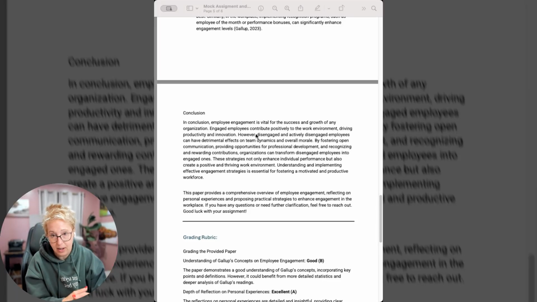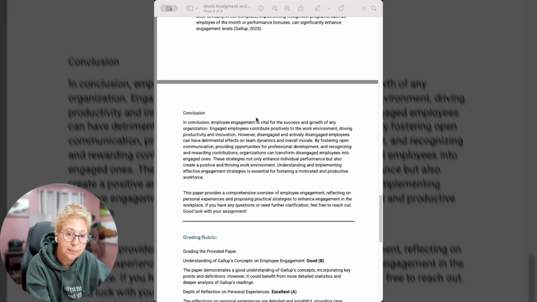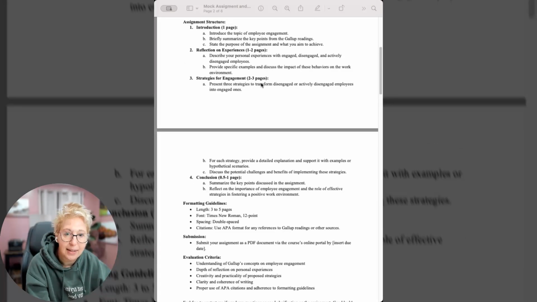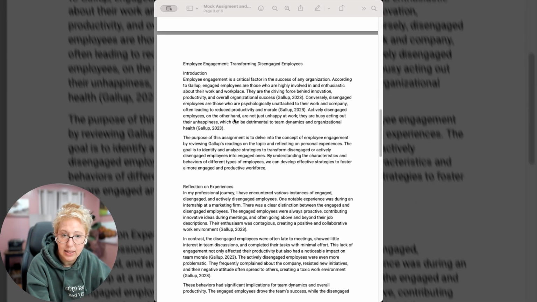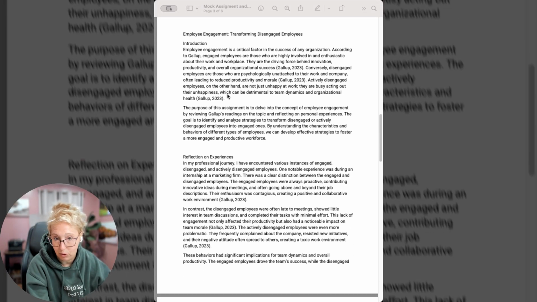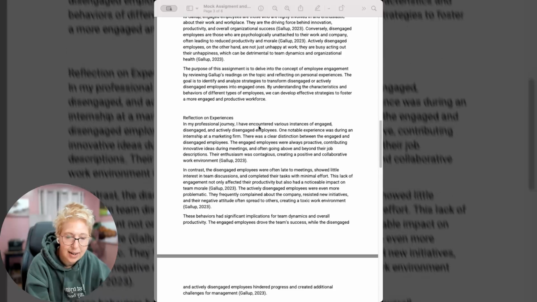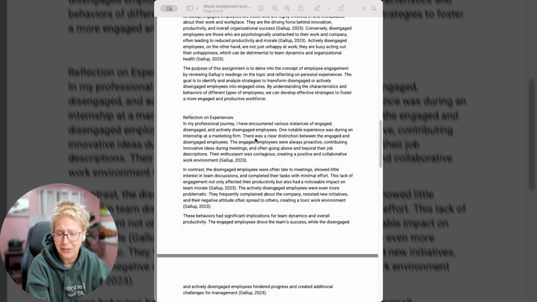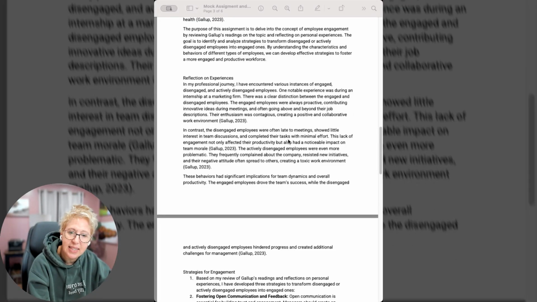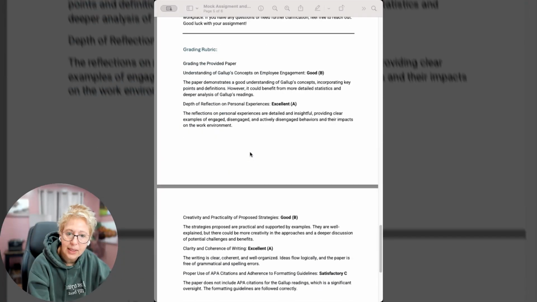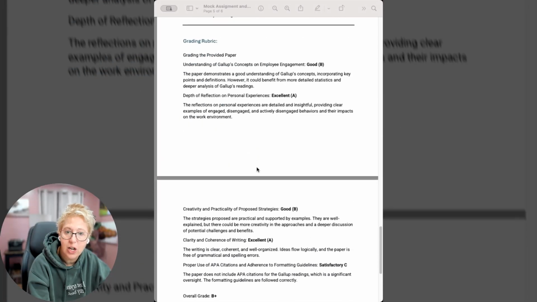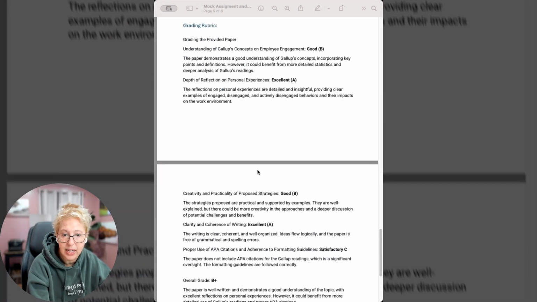Now, we can flip to the other side. I'm also a part-time educator as well. Same thing. Here is the assignment that I created. Here is the paper that my student wrote, which in this case, I am both the professor and the student. But for this case, this is what the student wrote. And then here is what ChatGPT provided as a grading rubric.